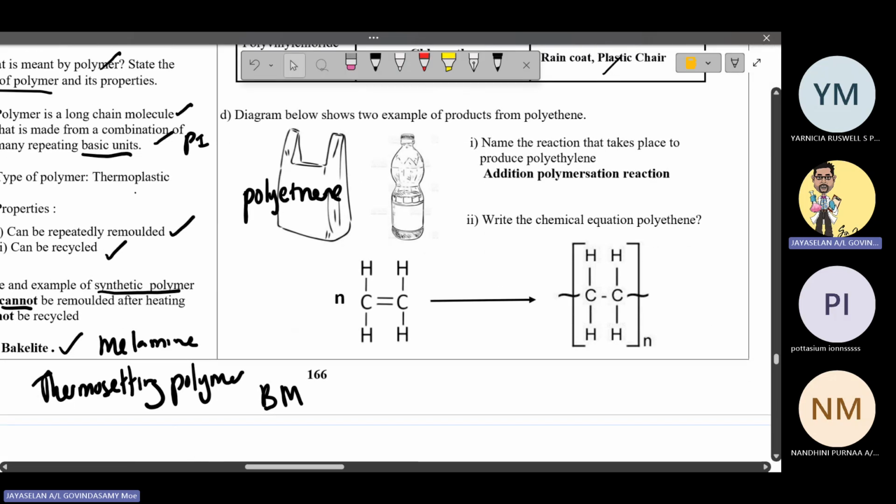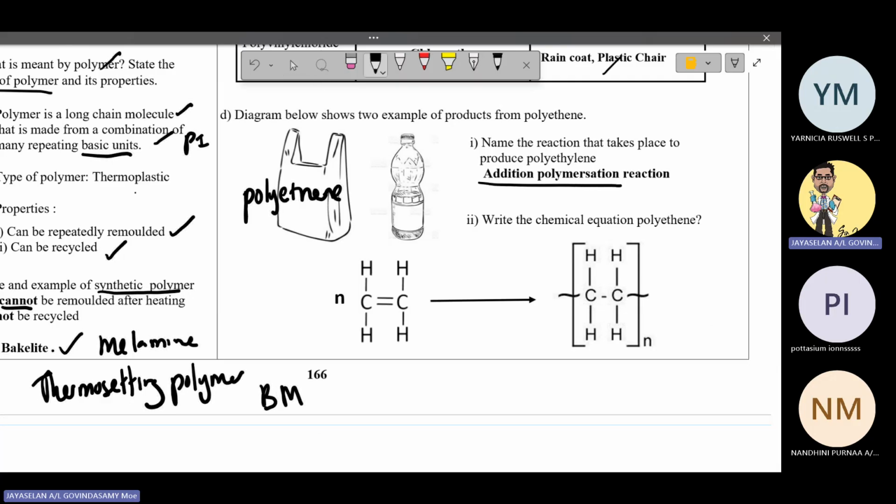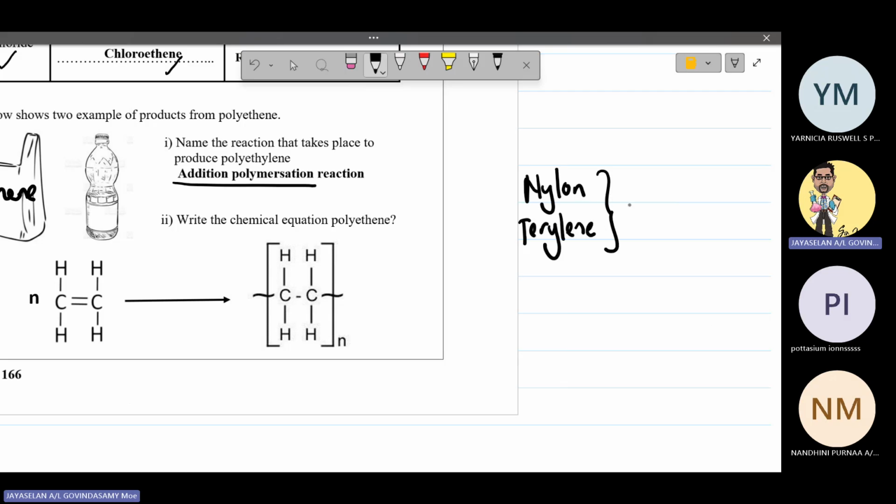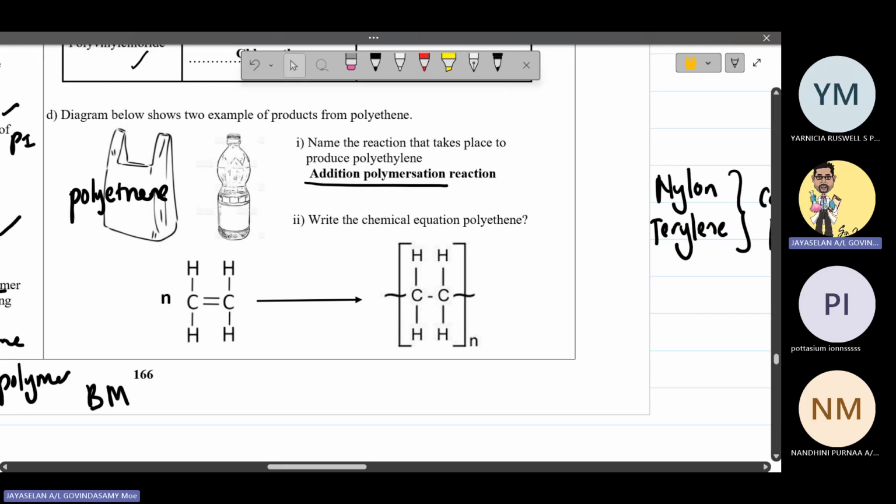Okay, polyethylene. So what type of polymerization does it undergo? All undergo addition polymerization except nylon and terylene. So remember, one more time I repeat: nylon and terylene undergo condensation polymerization. Others are addition polymerization. Any question? No question.